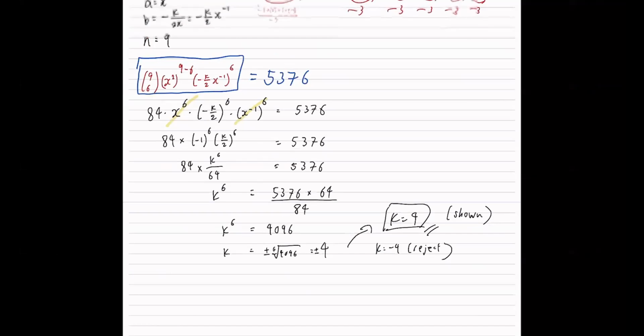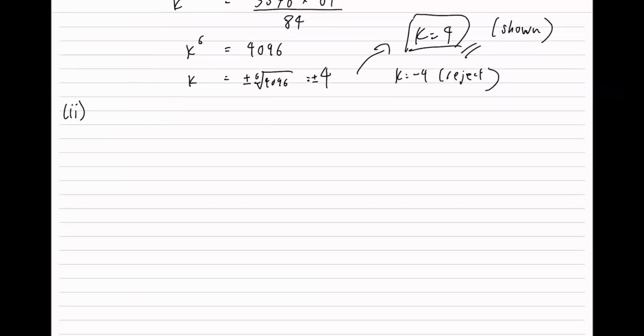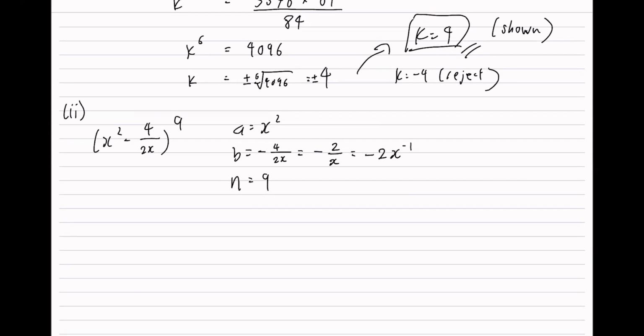Let's move on to part 2. Finish up the question now. Part 2, with this value of k, find the coefficient of x power 6. Do you want to use r plus 1 formula or do you want manual? R plus 1. Okay, let's do that. So here we try, again, a is x squared, b is negative 4 over 2. Here we can simplify because now k is an actual number. 4 over 2 is 2, so negative 2 over x. Simplify, it's negative 2 times x power minus 1. And n equals 9.